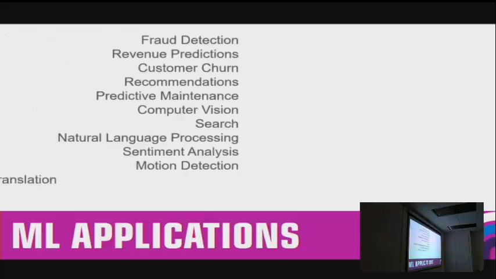This is the kind of thing that machine learning applications are used for: fraud detection, like I said, revenue prediction, customer churn, recommendations, predictive maintenance, computer vision, understanding what's in an image or what's in a video, or allowing a computer to understand or spot objects. We use it in search, obviously. We have our search engine. There are other search engines available. And natural language processing, sentiment analysis.